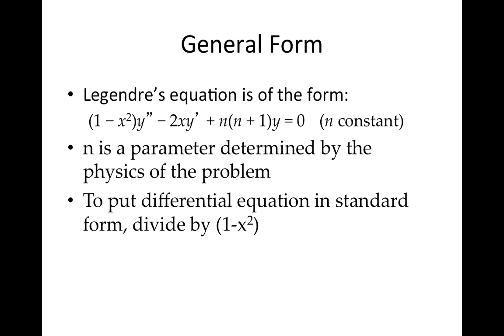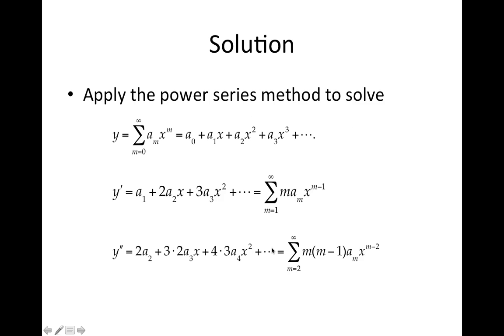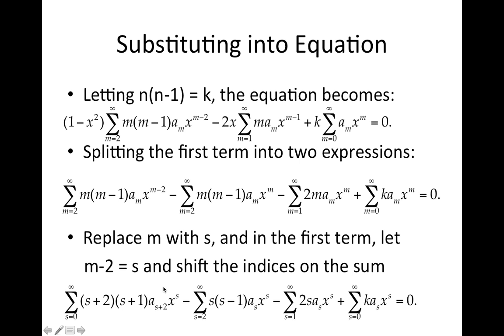Now if we want to put this in standard form, we want to divide by this coefficient 1 minus x squared. And what we want to do is apply the power series method to solve this problem. So we'll have y as our typical power series expansion, its first derivative, and its second derivative. When we make those substitutions, this first term contains the second derivative of y, the second term contains the first derivative of y, the third term contains y, and 1 minus x squared, minus 2x, and k, which we're letting be n times n minus 1.